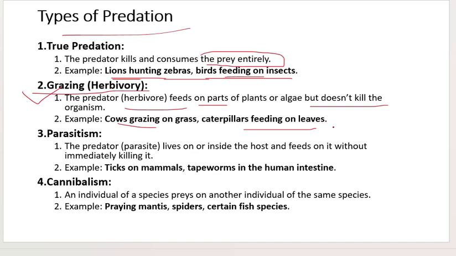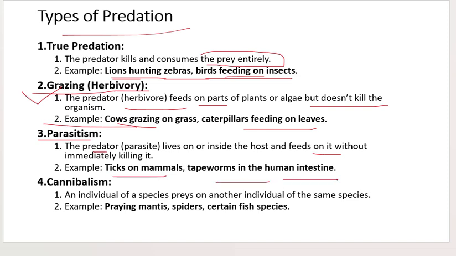Okay, parasitism. Parasitism is also a type of predation. This predator lives on or inside the host and feeds on it without killing it immediately. If they kill the host, they are not able to live on it. So they will kill them only after a long period of time. For example, ticks on mammals, tapeworm in the human intestine.